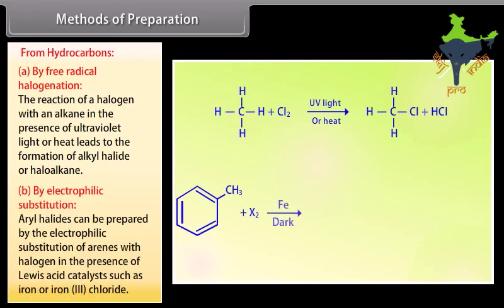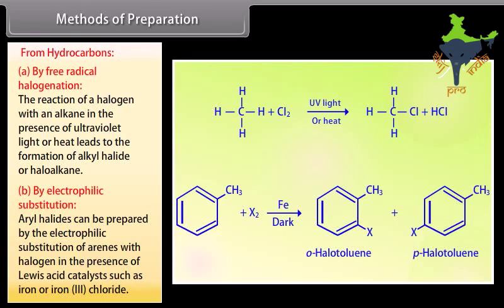By electrophilic substitution. Aryl halides can be prepared by the electrophilic substitution of arenes with halogen in the presence of Lewis acid catalysts such as iron or iron(III) chloride.